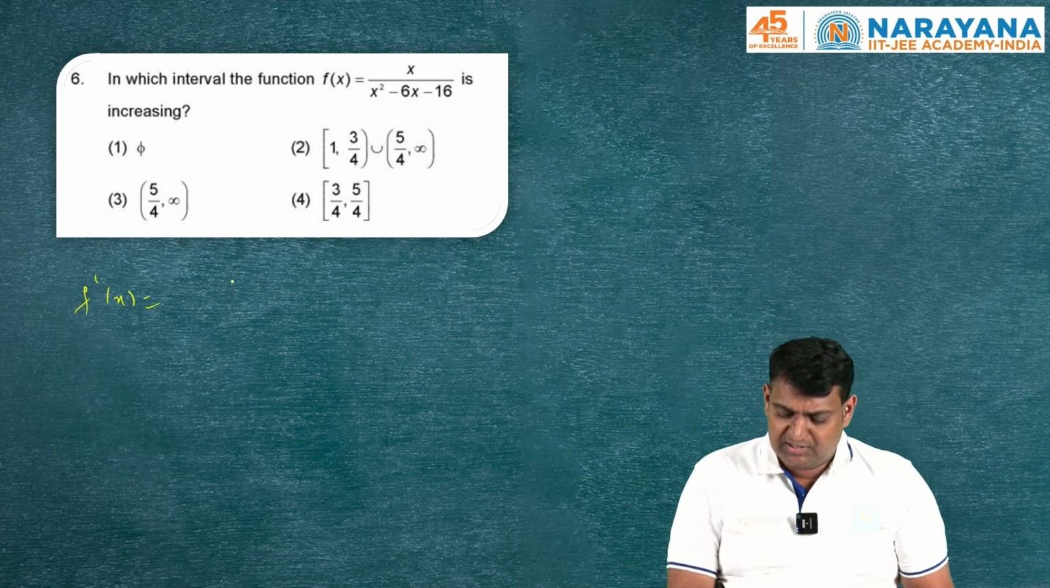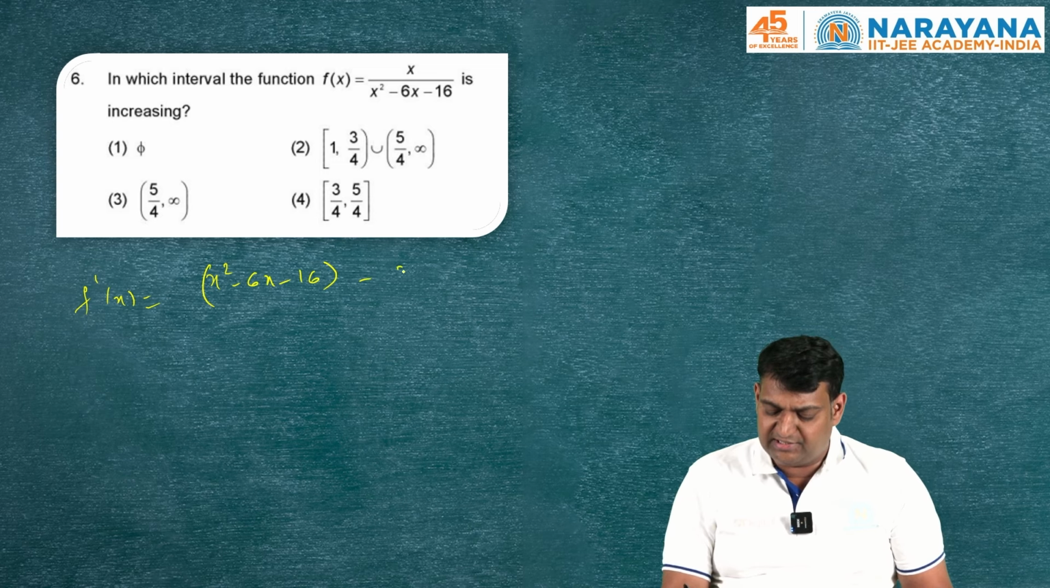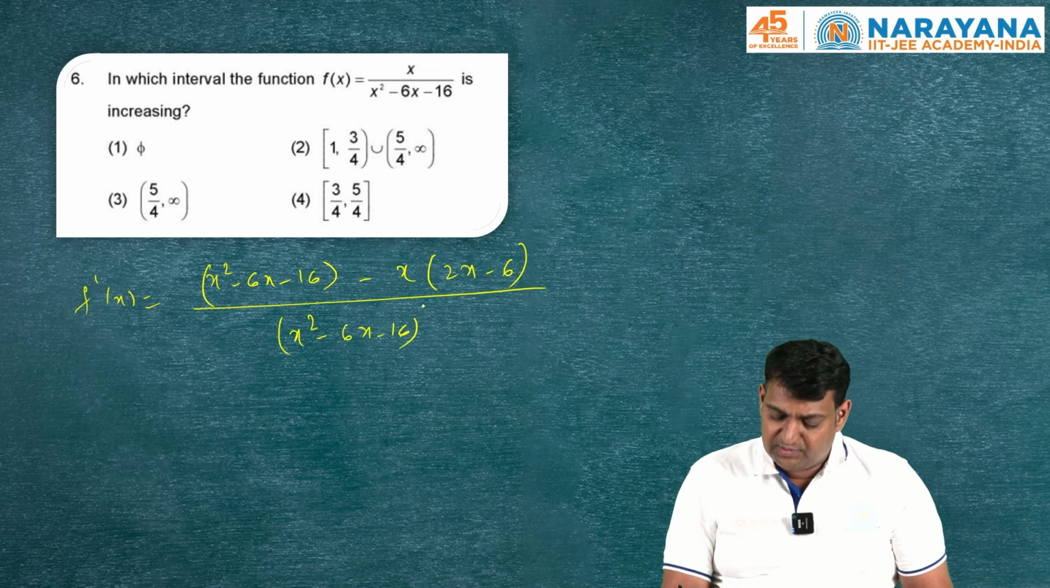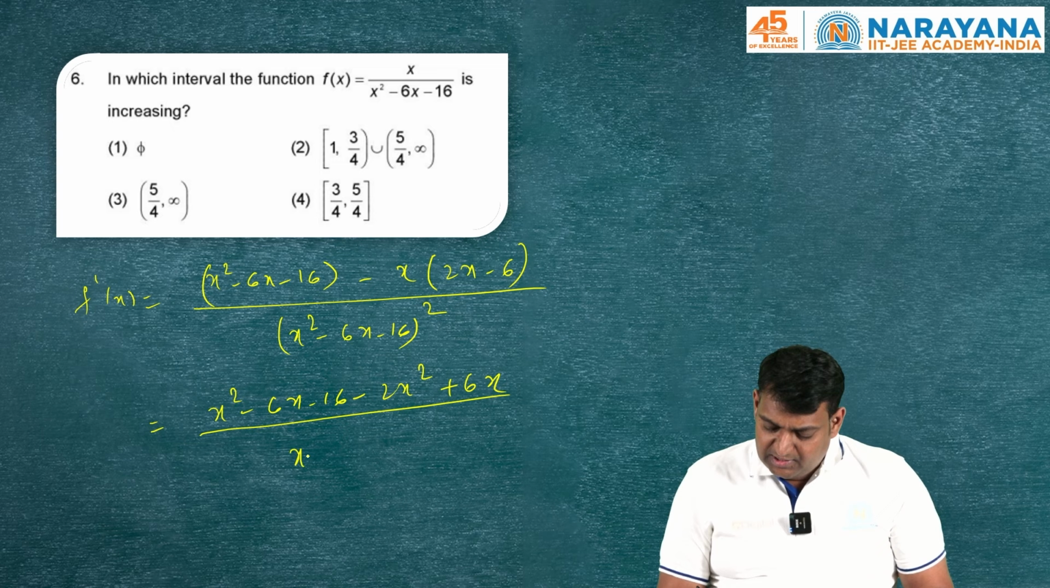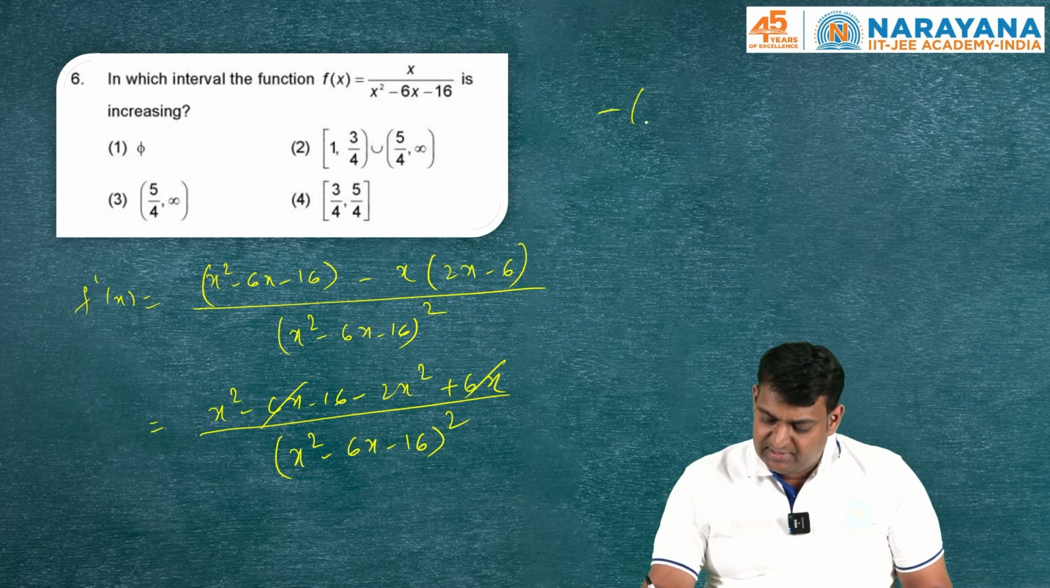What is f dash x? U by v: denominator times derivative of numerator minus numerator times derivative of denominator, by denominator's square. If you open the bracket, what you will get here? x square minus 6x minus 16 minus 2x square plus 6x, by x square minus 6x minus 16 whole square. Observe that 6x cancels, and taking minus common, we get minus (x square plus 16) by x square minus 6x minus 16 whole square.